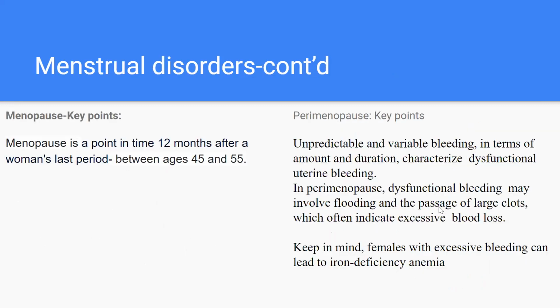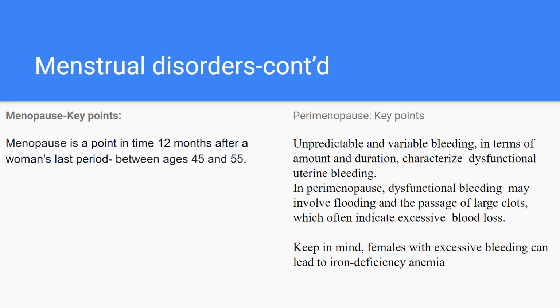So the key points are listed here with age differences on menopause and perimenopause. These are all under the menstrual disorders. Perimenopause, you will see related to dysfunctional bleeding. That's the key point here in the slide. Menopause, you have to know the time. It is a point of time in which 12 months after the last period, between age 45 and 55. That's the key word there.